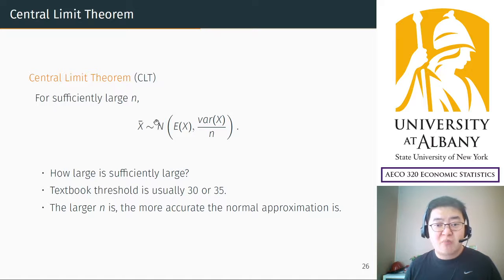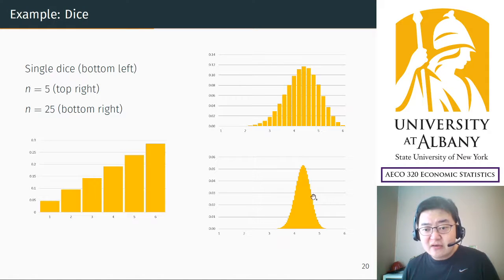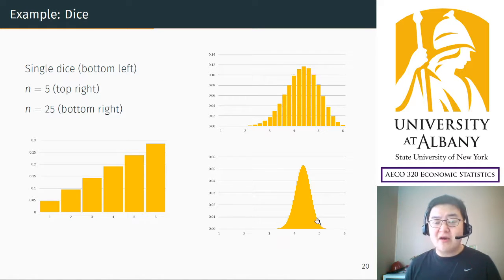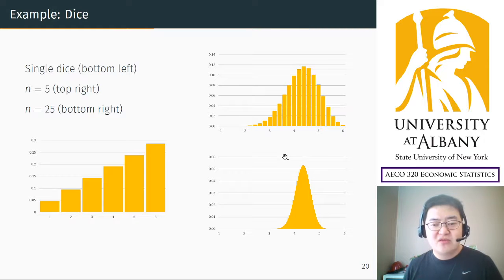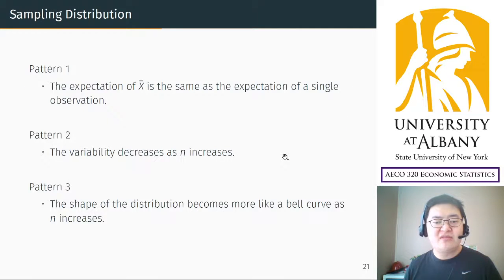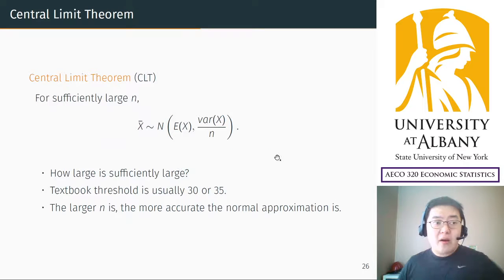So this is an approximation. It looks like a bell curve, but not exactly a bell curve. But when n increases, it's getting closer to a bell curve. So the approximation becomes more accurate. So this is the most important theorem.